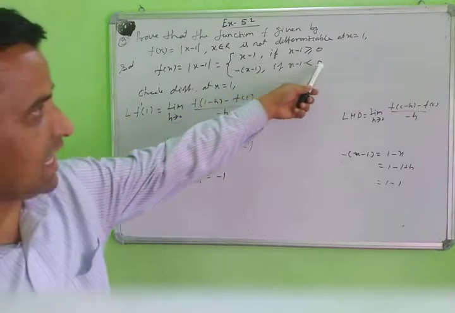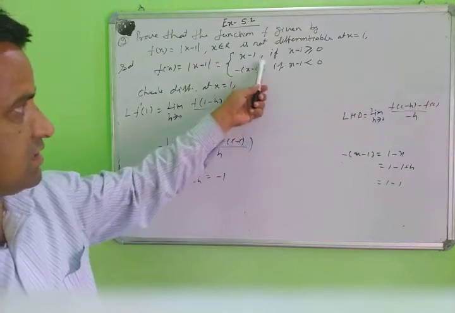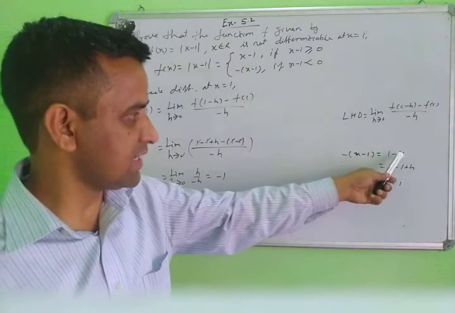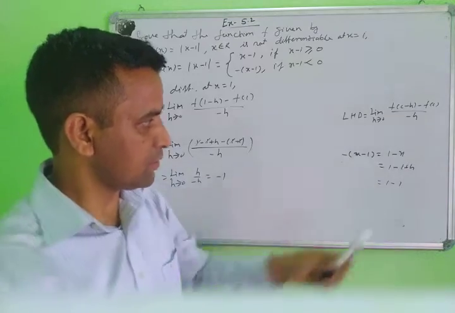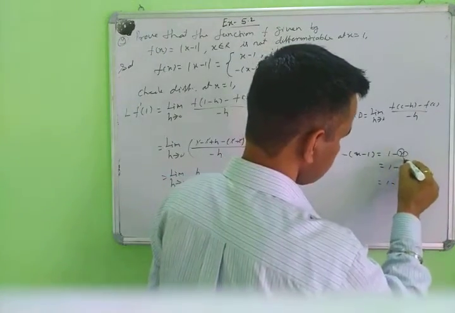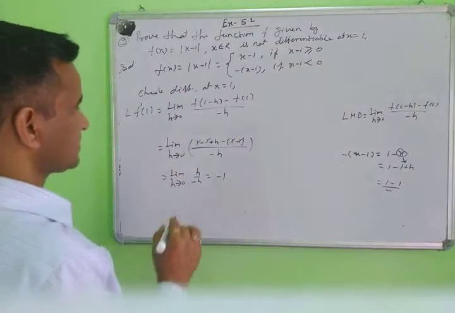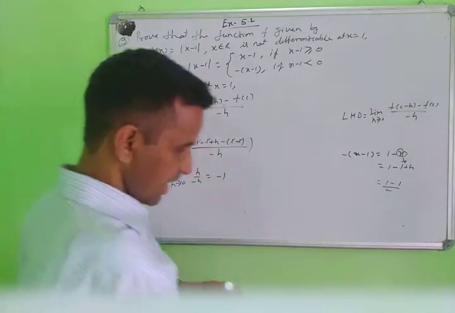So less than 0 means using this function, we are putting minus (x minus 1), which I am writing as 1 minus x. Same here, putting 1 in the place of x, and calculate this value. Next, we will find the RHL here.